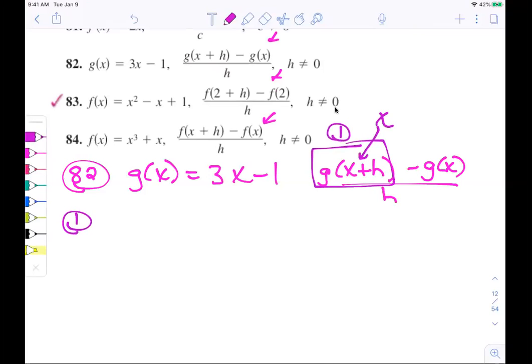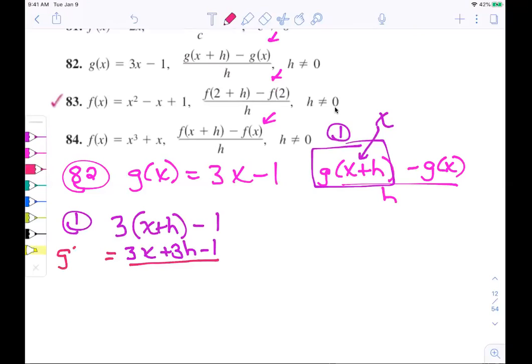So in my equation, 3x minus 1, instead of x, I'm plugging in or replacing x with x plus h, substituting x plus h in for x. And then I have the minus 1. That's what the g part means. It means go to the function g, replace x with whatever's in the parentheses, that quantity. And then if I simplify this, this becomes 3x plus 3h minus 1. So this part here represents g of x plus h.